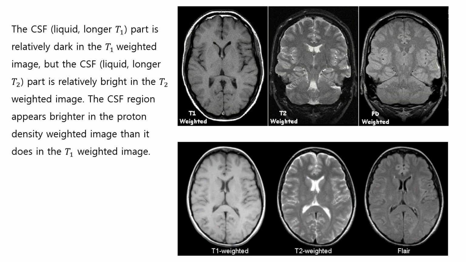We can also see the same characteristics here. CSF is liquid, and it has longer T1 times, so the CSF part is relatively dark in the T1 weighted image. Okay, T1 weighted image, CSF part is darker.